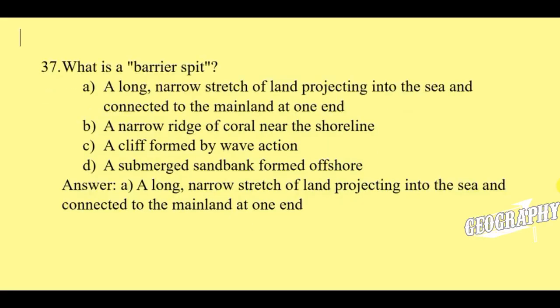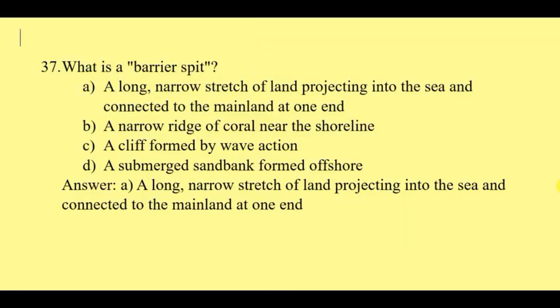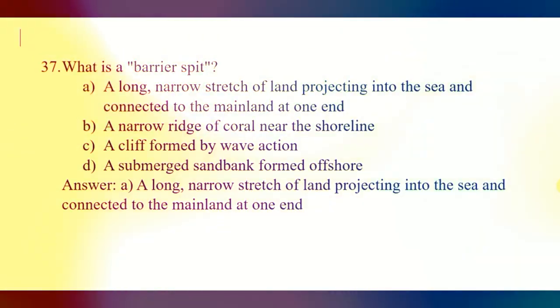A long narrow stretch of land projecting into the sea and connected to the mainland at one end. A narrow ridge of coral near the shoreline. A cliff formed by wave action. A submerged sandbank formed offshore. The correct answer will be a long narrow stretch of land projecting into the sea and connected to the mainland at one end.